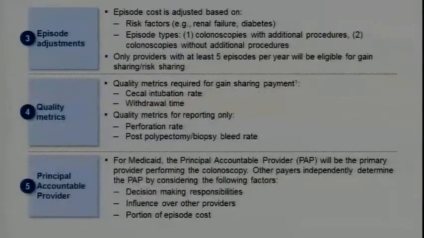There are 2 quality metrics listed here that are for reporting only. Perforation rate, and also the post-polypectomy and biopsy bleed rate. Those 2 will be reported to all principal accountable providers. And finally, for who the principal accountable provider will be for Medicaid, Medicaid has made a determination that it will be the primary provider that is actually performing the colonoscopy. The payers have to make these decisions separately, so Medicaid is announcing publicly their selection of who the PAP would be.